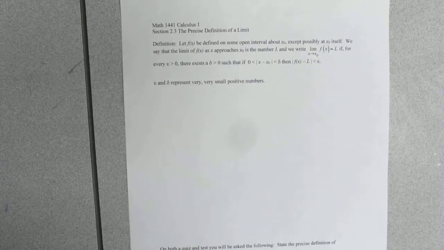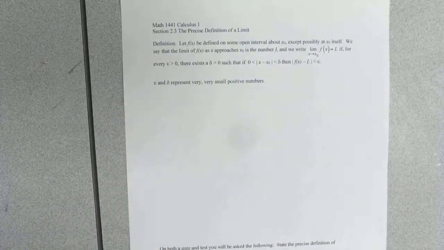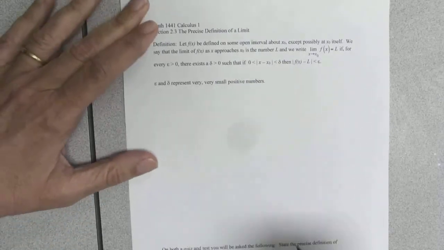Let f of x be defined on some open interval about x naught, x sub 0, mathematicians usually say x naught, except possibly at x naught itself. We say the limit of f of x as x approaches x naught is the number L, and we write the limit as x approaches x naught of f of x equals L if for every epsilon there exists a delta greater than 0, such that if 0 is less than the absolute value of x minus x naught is less than delta, then the absolute value of f of x minus L is less than epsilon.